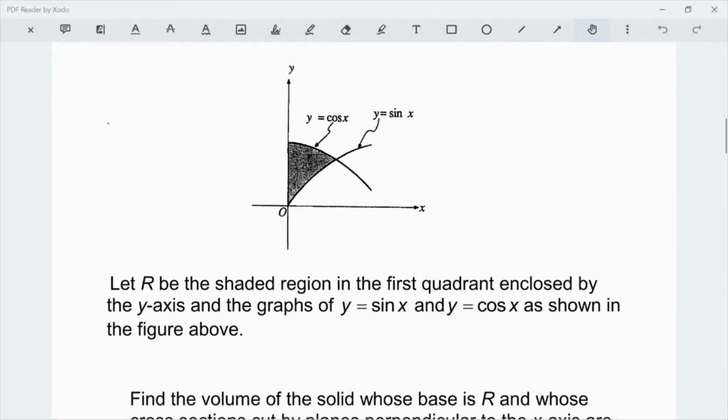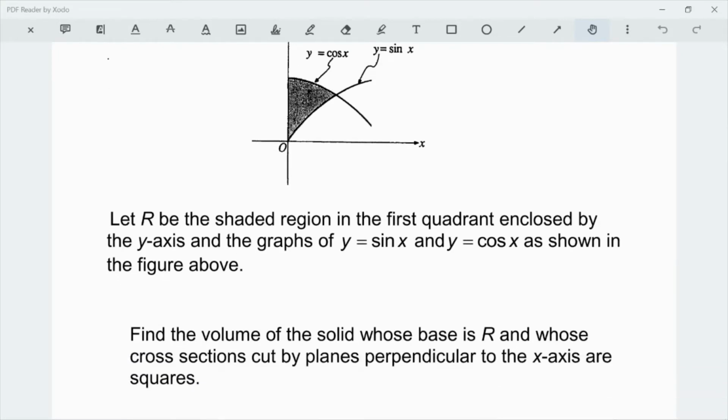All right, so here's another example. It says, let R be the shaded region in the first quadrant enclosed by the y-axis and the graphs of y equals sine x and y equals cosine x as shown in the figure above. So just like when we were dealing with the areas, sometimes they're going to give you the graphs, sometimes they're not. When they give you the graph, it makes this a little bit easier because I can see exactly what I'm trying to do to set this up. Okay, so we want to find the volume of the solid whose base is R and whose cross sections cut by planes perpendicular to the x-axis are squares.